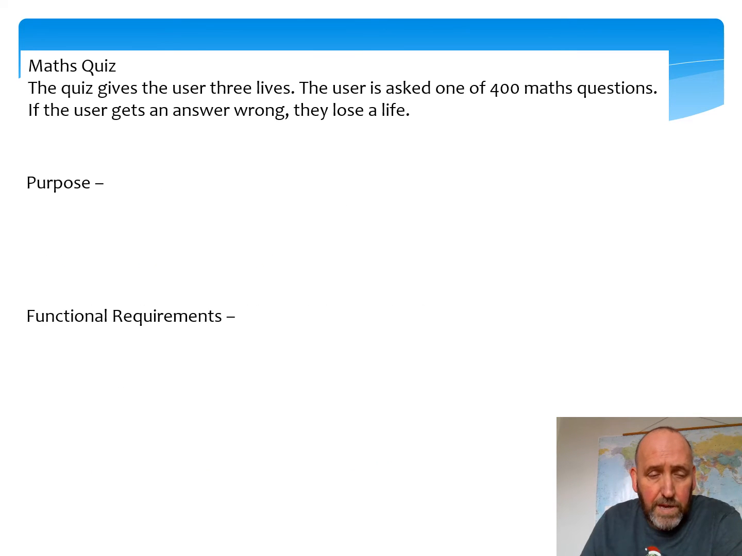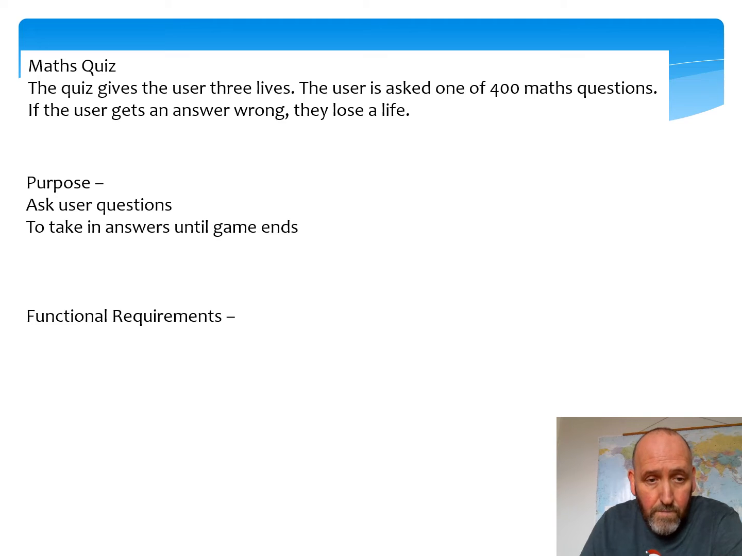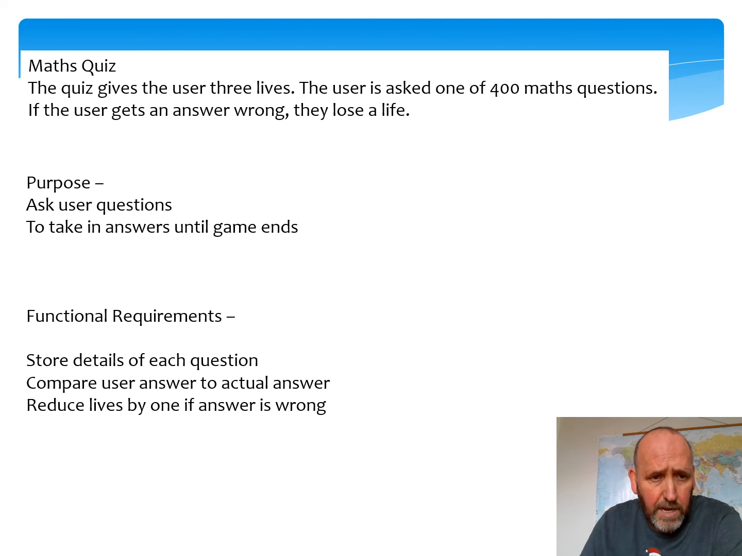We've now got a maths quiz. The quiz gives the user 3 lives. The user is asked one of 400 questions. If they get the answer wrong, they lose a life. What is the purpose and the functional requirements? Pause the video and write your answers. The purpose is to ask the user questions and take in answers until the game ends. The functional requirements: store details of each question, compare the user answer to the actual answer, reduce lives by 1 if the answer is wrong.